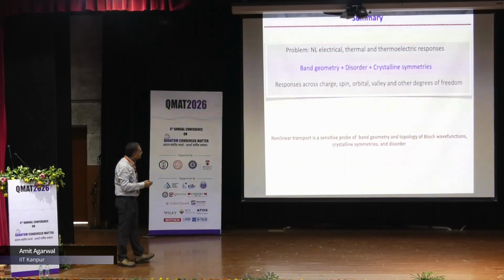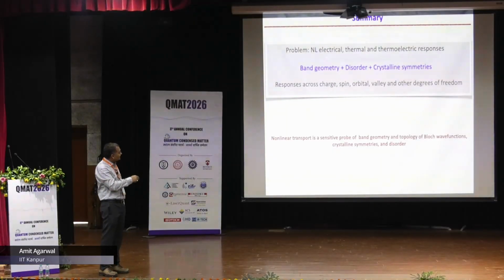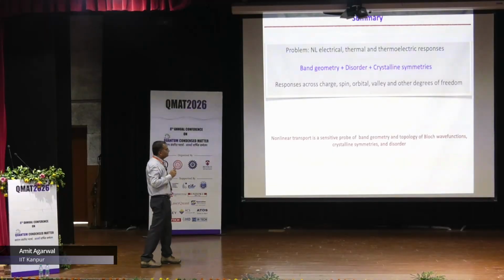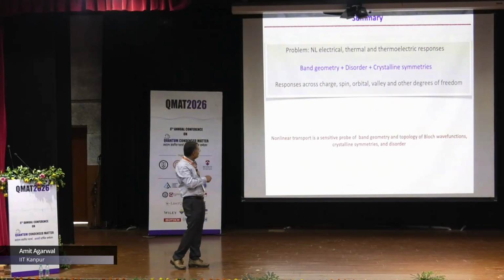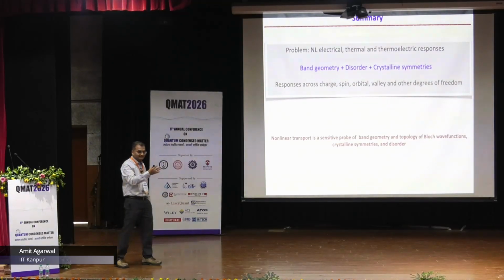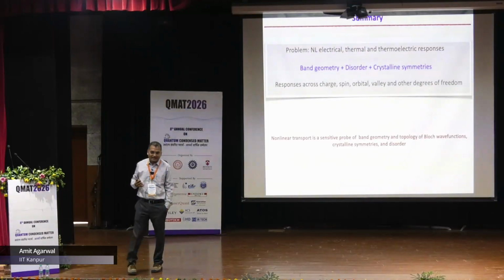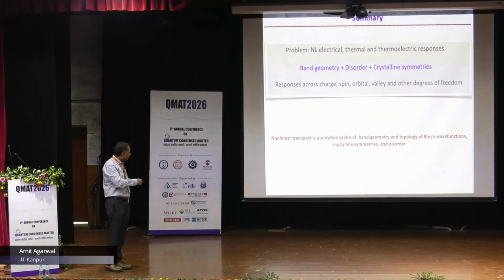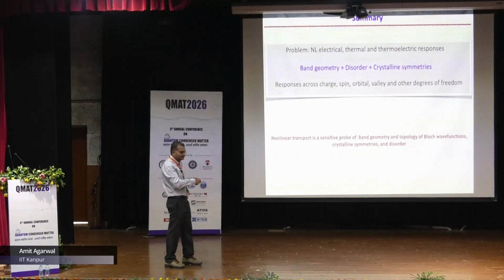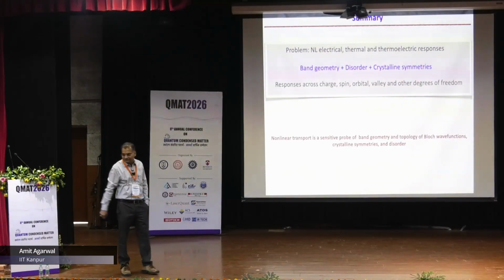Okay. So that brings me to the summary. The broad problem is the following: nonlinear electrical, thermal, and thermoelectric responses, the interplay of band geometry, disorder, and crystalline symmetries. Responses you can calculate across charge, spin, orbital, valley, and other degrees of freedom. And I hope I was able to convey some of my excitement about this field, and make the point that nonlinear transport is a sensitive probe of band geometry and topology of Bloch wave functions, crystalline symmetries, though I didn't discuss crystalline symmetries specifically in this talk, and disorder.